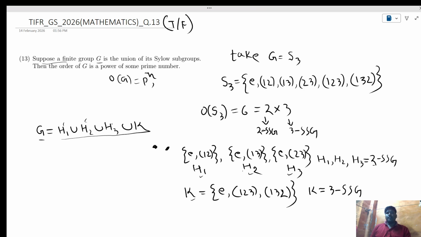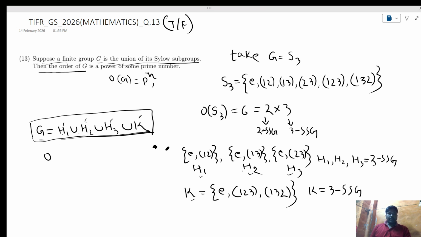All are Sylow subgroups, because order of H1 is prime, order of H2 is prime, H3 prime, K prime. So yes, by taking the example of S3, this group G can be written as the union of its Sylow subgroups. ओके, ये स्टेटमेंट का ये पहला वाला पार्ट हम लोग एस्टेब्लिश कर लिए। देन बोला जा रहा है कि order of G is a power of some prime number.